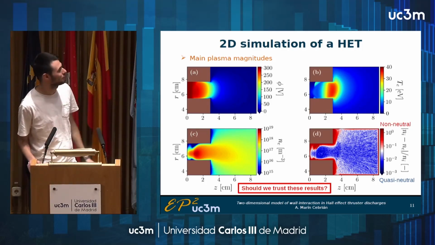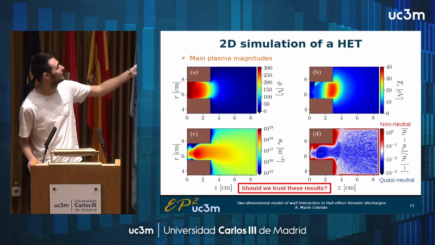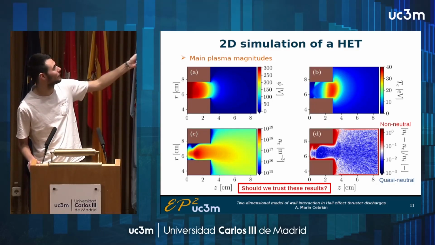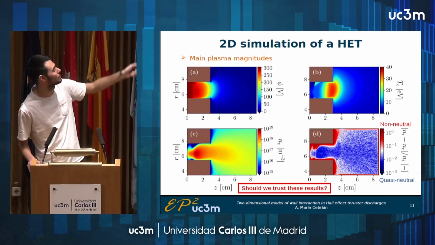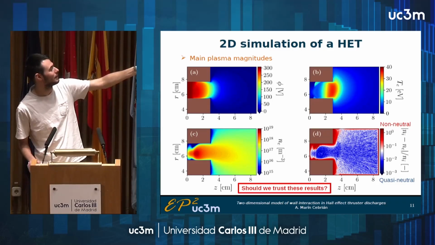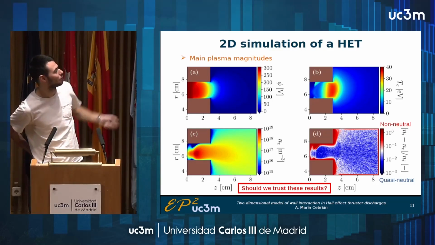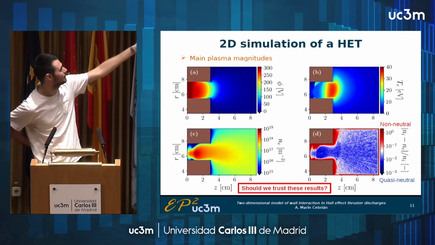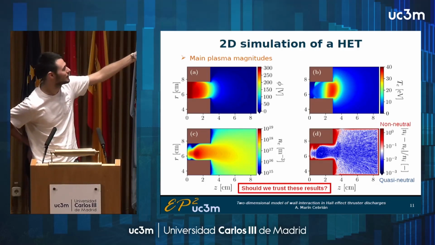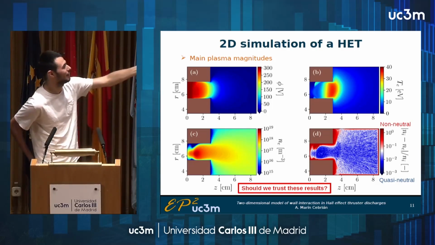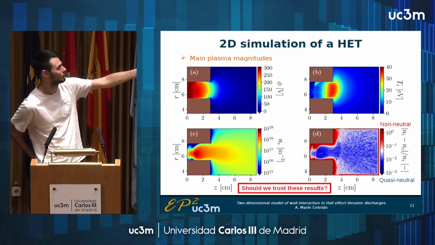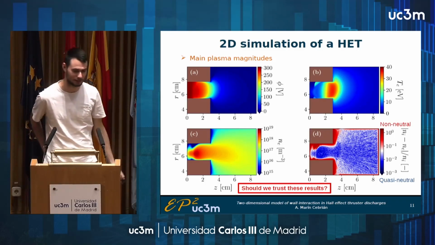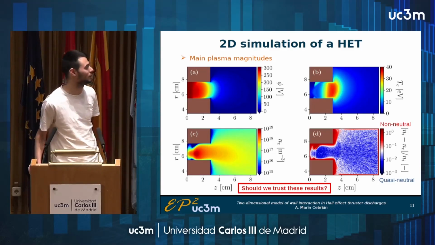So these are the simulation results, which show the expected trends in all the macroscopic magnitudes of interest. Here we have the maximum of the electric potential close to the anode, and this decays towards the exit, and it also decays towards the walls. Here you have the electron temperature map, which reaches its maximum at the thruster exit. You have an electron density map, which is pretty much what one should expect, and the non-neutrality map, which shows that most of the plasma is quasi-neutral, with small non-neutral regions very close to the walls, which is the expected trend, because there you will have non-neutral Debye sheaths.